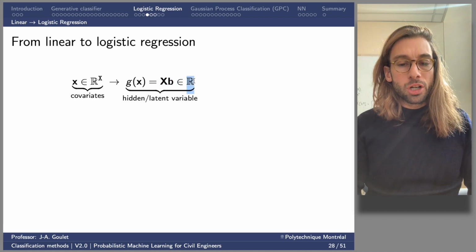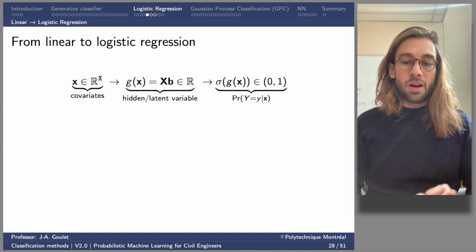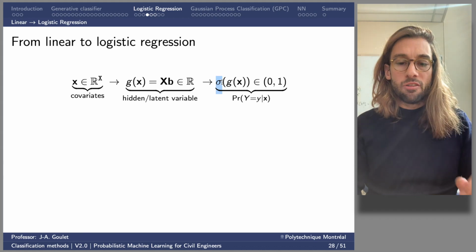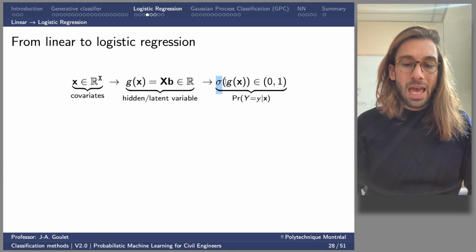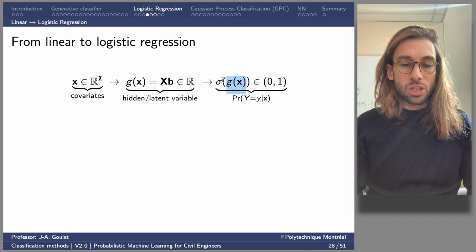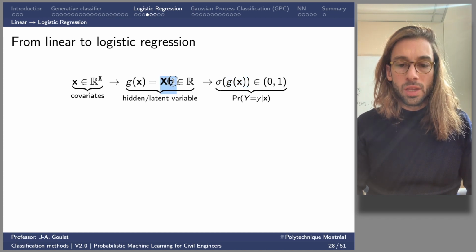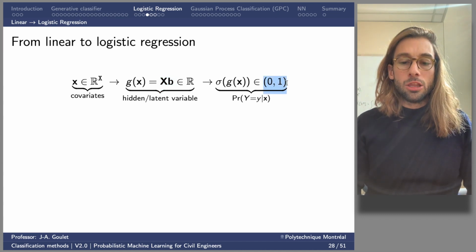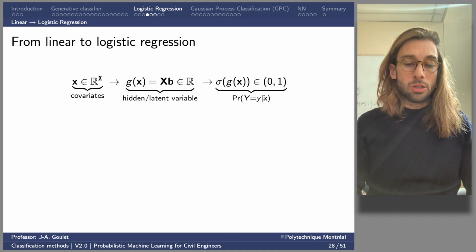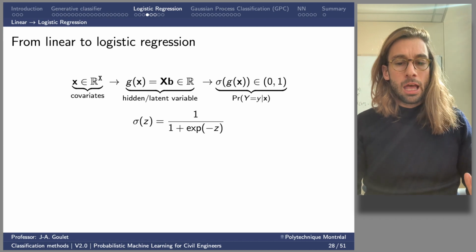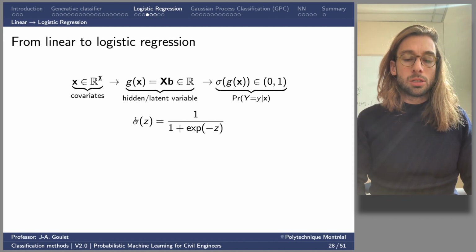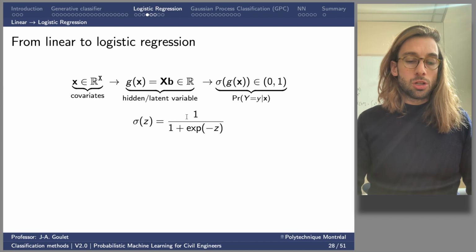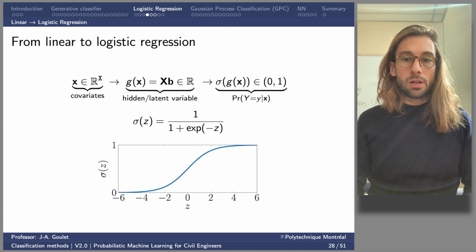Now we're going to evaluate the output of that latent function in my sigmoid, 1 over 1 plus exponential of minus z, where z is that g of x. And this is going to squash the output of my linear function into the range 0, 1. This is what's going to model the conditional probability of a class y given x, some covariate responses. Keep in mind, my function sigma of z is 1 divided by 1 plus exponential of minus z. That looks like this function.